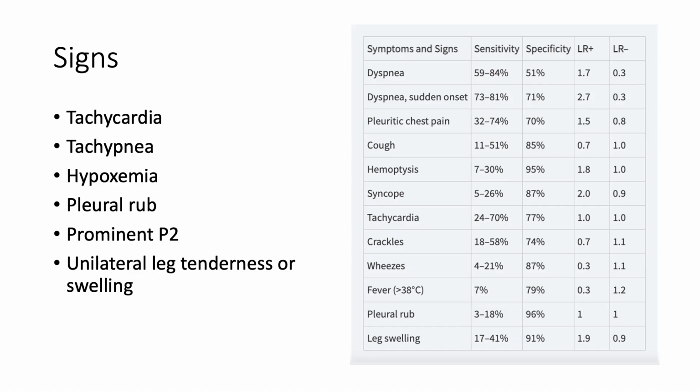Physical exam findings in pulmonary embolism can be kind of challenging because they're fairly nonspecific and not always very sensitive. You can see from this chart here that the sensitivity, specificity, and likelihood ratios are not great for any of these things. But if you have a patient with tachycardia that you can't explain, you should think about pulmonary embolism. Same with tachypnea or hypoxemia. You could hear a pleural rub. I've never heard a pleural rub, but that is a potential exam finding in PE. Prominent P2, I have heard that before. And then always check for unilateral leg tenderness or swelling. That might be a sign of a deep vein thrombosis.